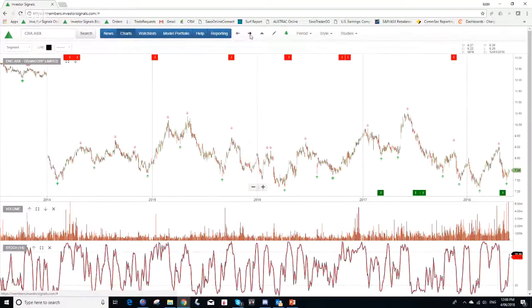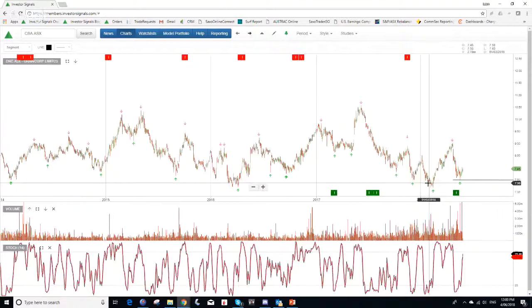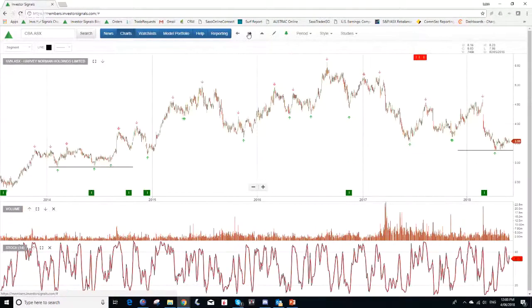Fortescue we've covered. GrainCorp, so a recent addition to the model portfolio, so switched from sell conditions into a buy signal, so we shuffle a support line up there at 750. And whilst this hasn't made it onto my core group of stocks to watch, I think at 750, it's worth just shuffling that support line and having a think about GrainCorp. It pays a dividend in another week as well.